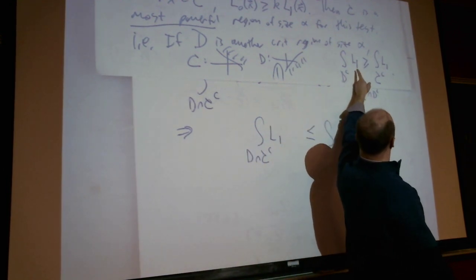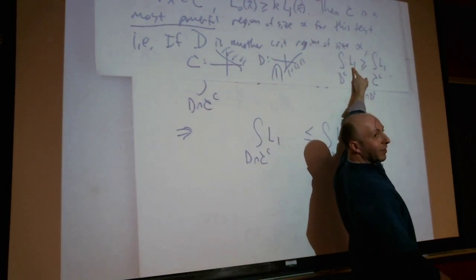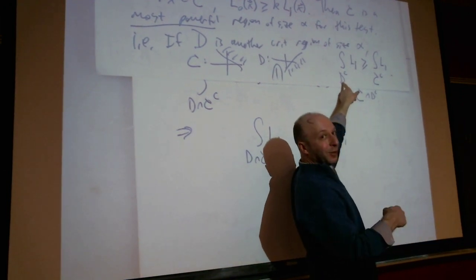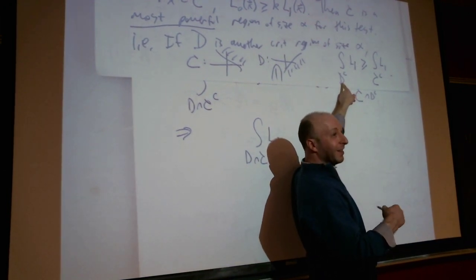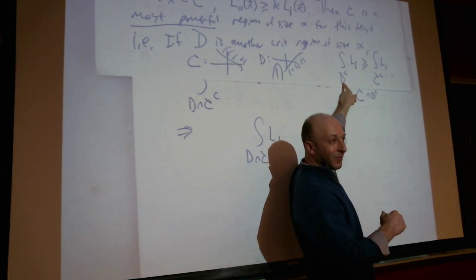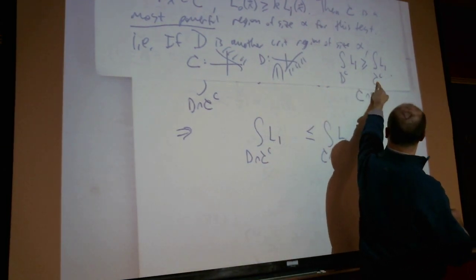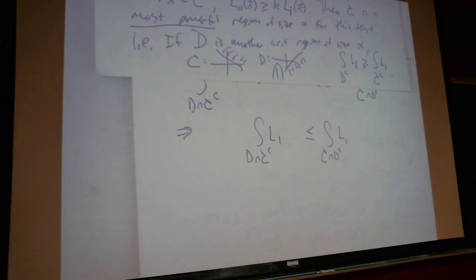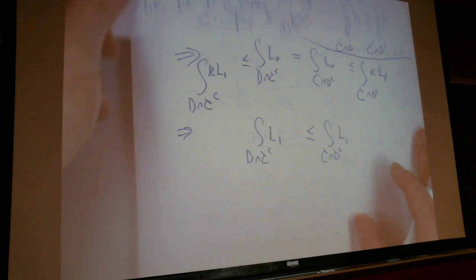A type 2 error is if the alternative hypothesis is true, but we're in the complement to the critical region. We don't reject the null hypothesis. So this is what we need to measure. So what should I add to both sides? C complement and D complement. Yeah, let's look at this.